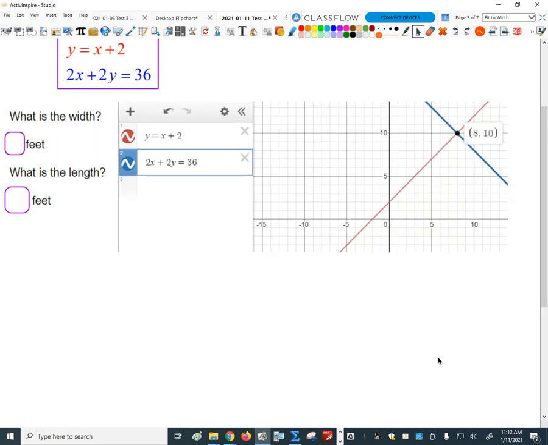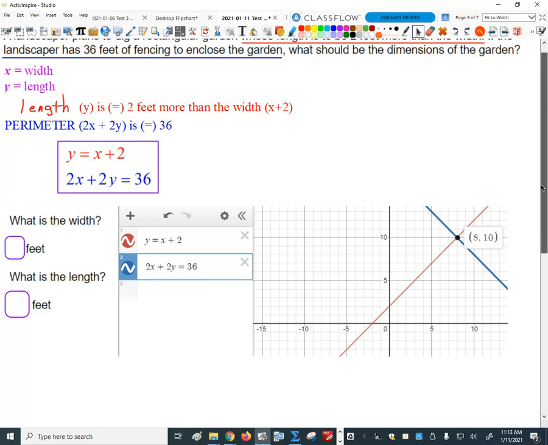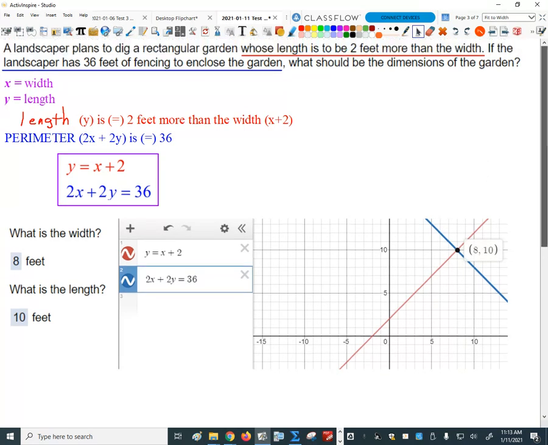Okay, so then let's interpret this result. Let's see here. Who am I talking to? Lindsay. What's the width? 8. There you go. And the length? 10. There you go. Width 8 feet, length 10 feet. Very good. Okay, give me 1 to 5 on that one. Type it in real quick.